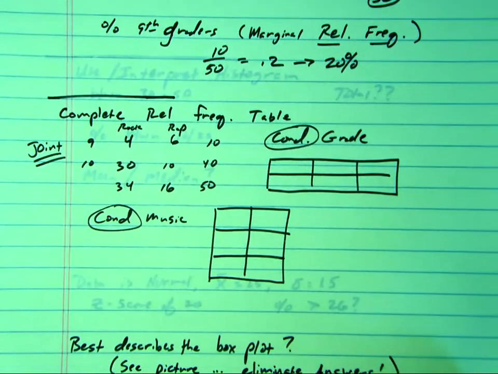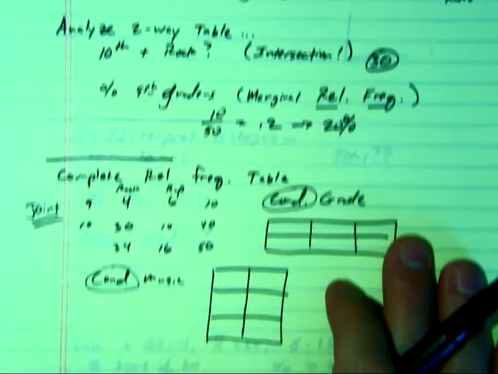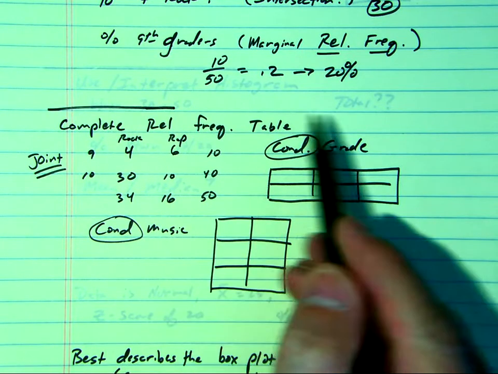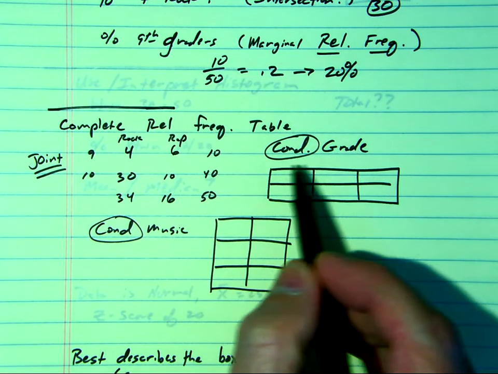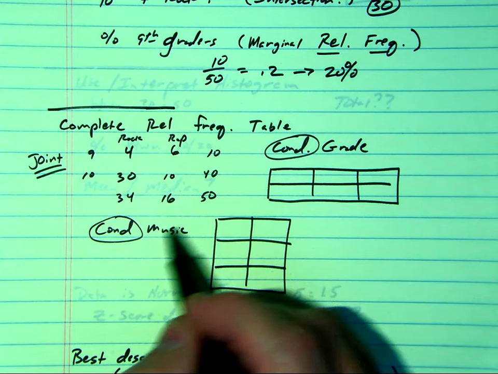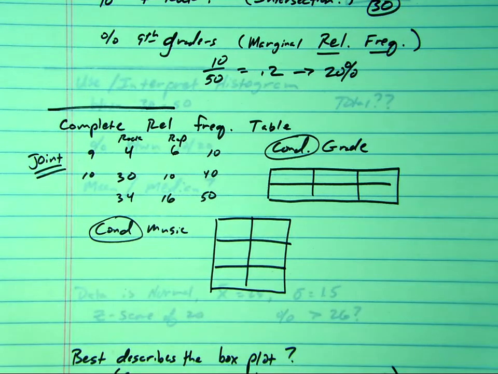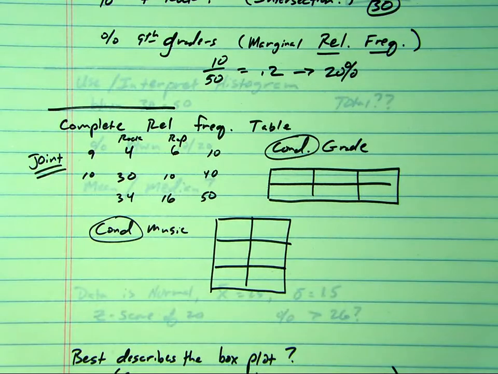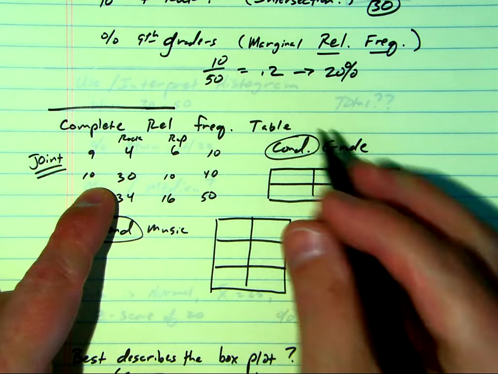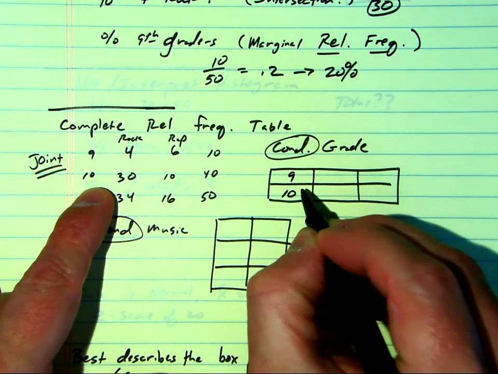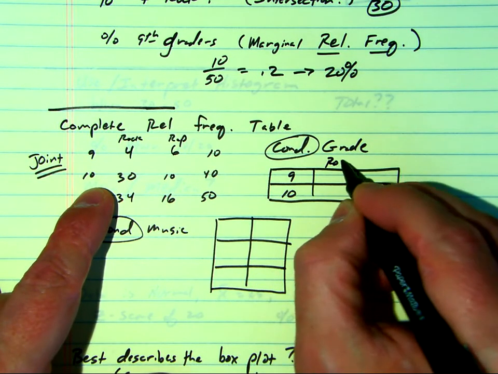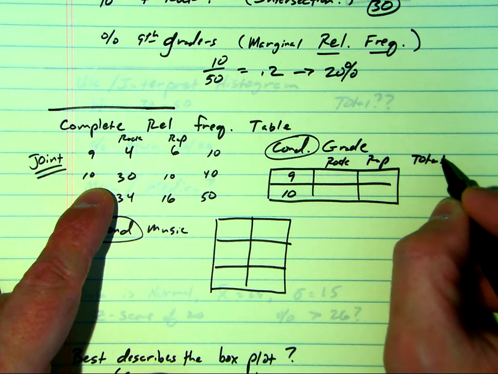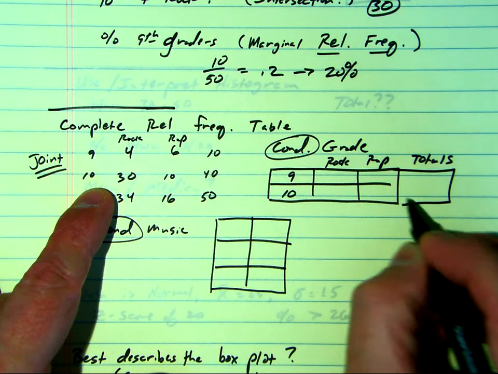Okay, now we're going to use that same table we were talking about up above, and we're going to make a relative frequency table. We're going to do it for the conditional for the grade, and for the conditional of the music. We're not going to use the one they started off here because I think that's cheating. So for the conditional for the grade, for 9th and 10th grader here, for rock and for rap, and I guess I screwed up. This should be the totals. Let's make another column there.